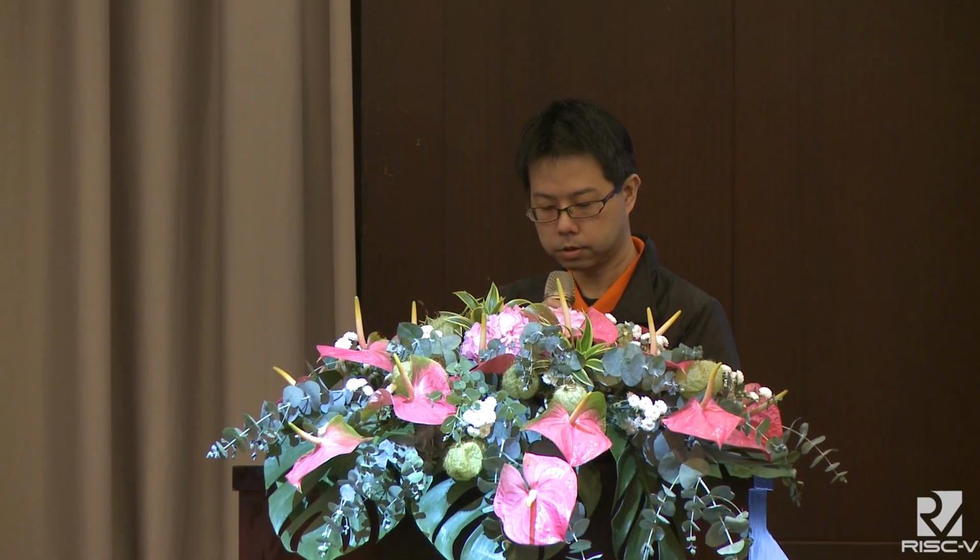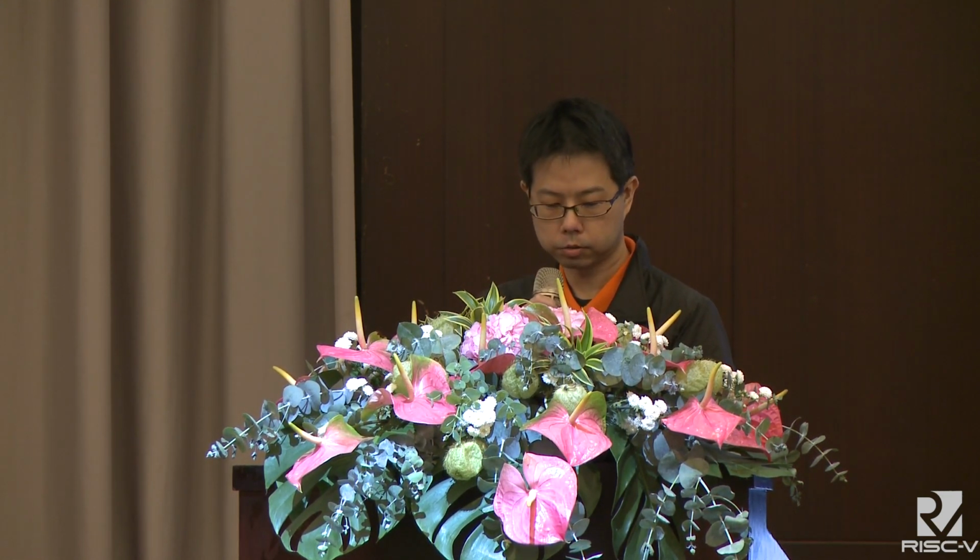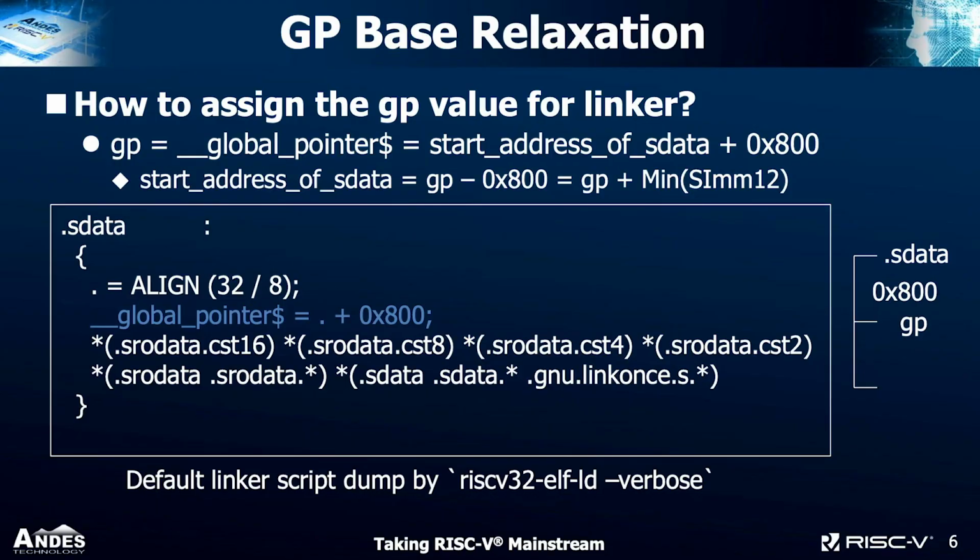GP is a reserved register. The compiler will not use it in register allocation. So the linker can assign GP a value and relax the instructions to GP-based if the offset could fit in the instruction. To do the relaxation, the linker has to know the GP value. But how does the linker know the GP value? GP will be assigned the value of the global pointer symbol in the linker script. So the linker can know the GP value while relaxing.